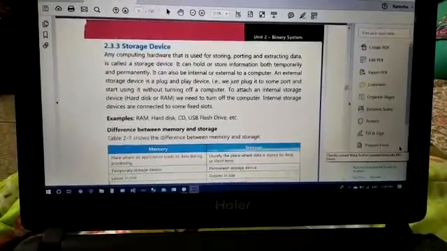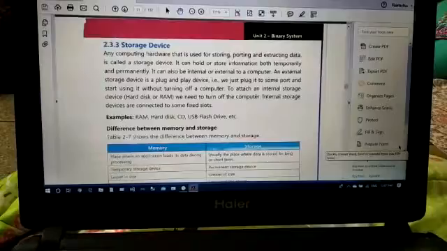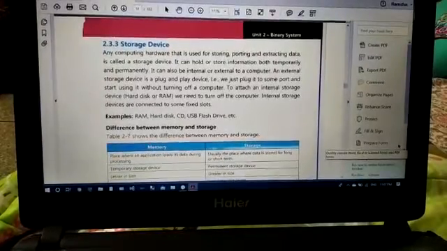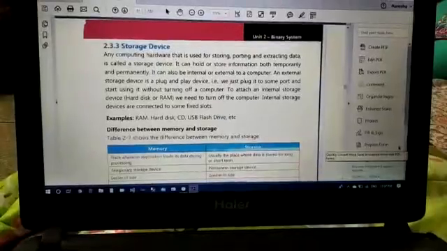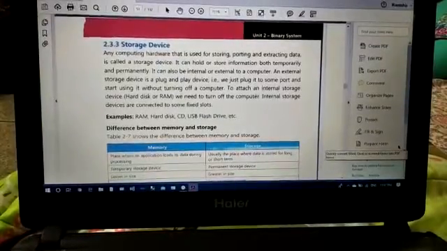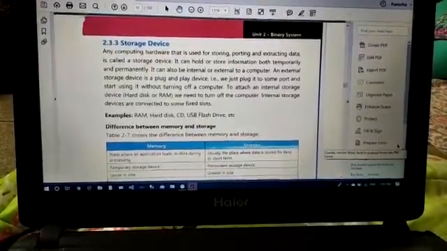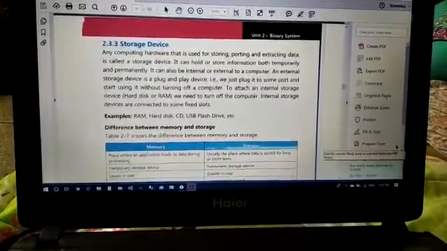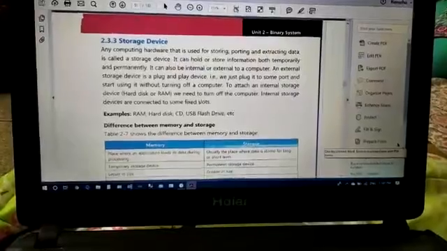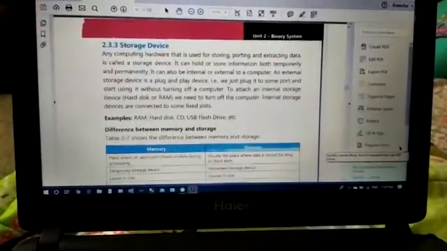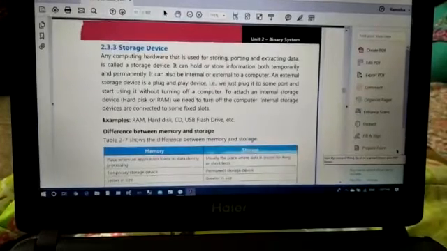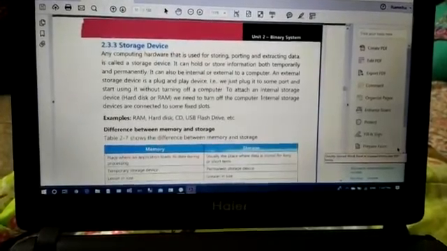It can also be internal or external to a computer, as there is internal storage in every computing machine, which is hard disk or RAM. By external storage device, it means that you need to attach a device in the ports present in your system, just like USB. And USB stands for Universal Serial Bus. There are different examples given below, that is RAM, hard disk, CD, USB, flash drive, etc.